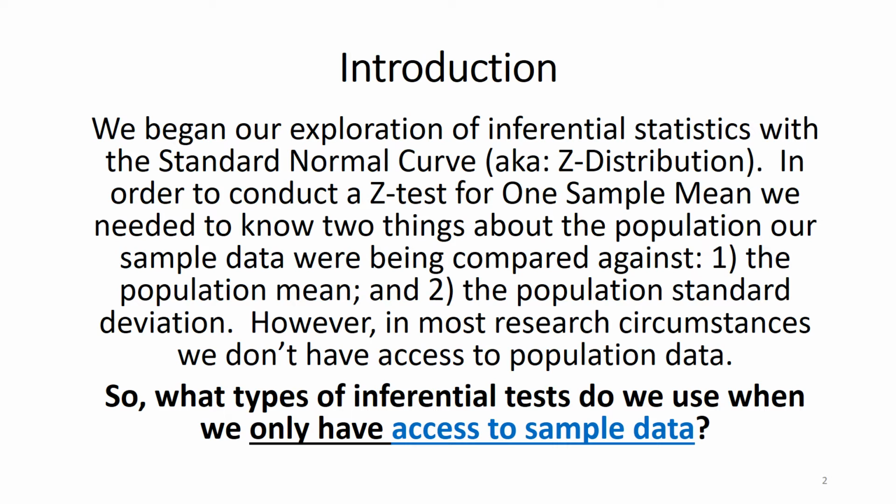So now we need to take a step forward in our understanding of inferential statistics and see what we do when we don't have access to population data. So the bottom line that we ask here on this slide is, what types of inferential tests do we use when we only have access to sample data? Well, let's go ahead and introduce ourselves to the first series of tests that we can do. And those are going to require the use of a new distribution called the t-distribution. Let's move on to the next slide.